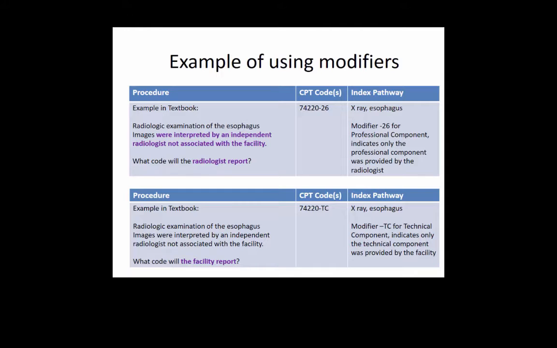In the second example, you are coding for the facility. It's the same scenario, radiologic examination of the esophagus, images interpreted by an independent radiologist not associated with the facility. What would you report if you were coding for the facility? And that would be 74220 with a modifier TC.